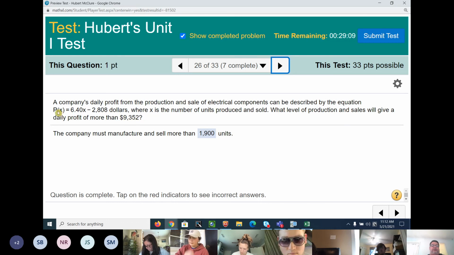So 95.32 will go in here. Greater than, it'll be less than or equal to this. So X will be greater than whatever. So X is greater than 1900. That's what will come out.